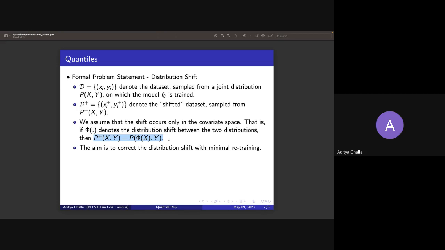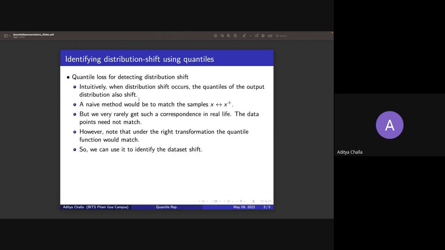But let's start simple. So the aim is we want to identify phi with the minimal retraining of my f theta. I don't want to change my f theta at all, but just identify phi, apply the phi appropriately, and then use f theta for the inference. So how do we do it? How do we identify phi?